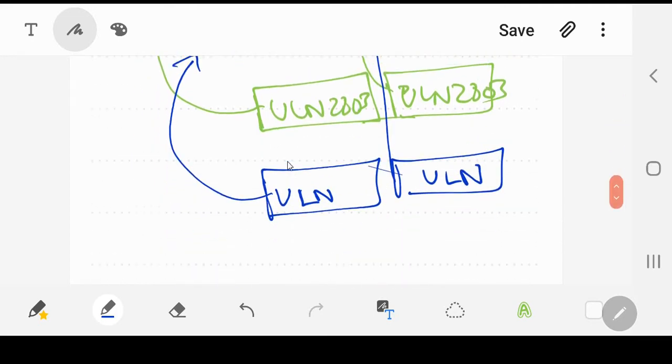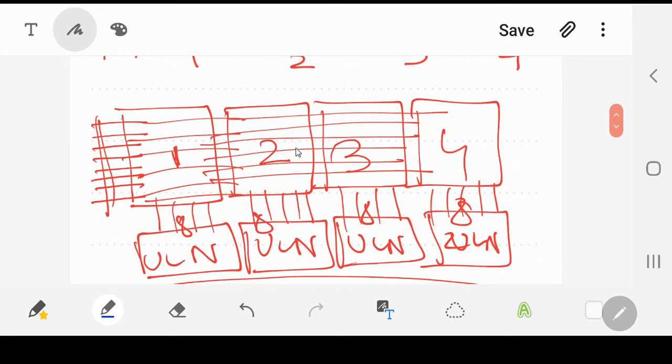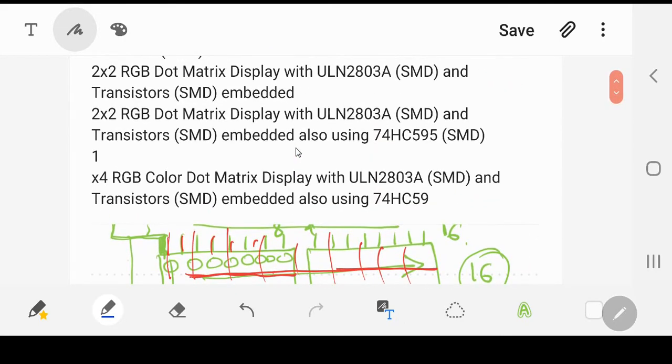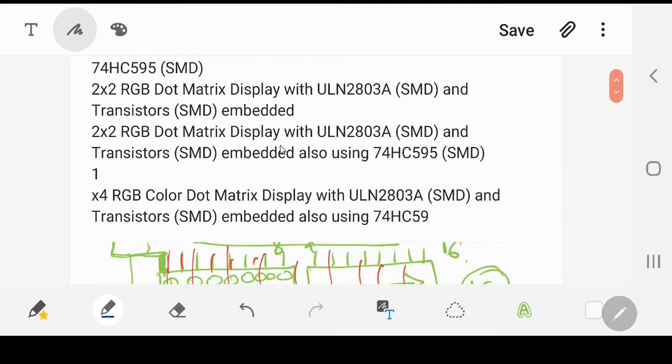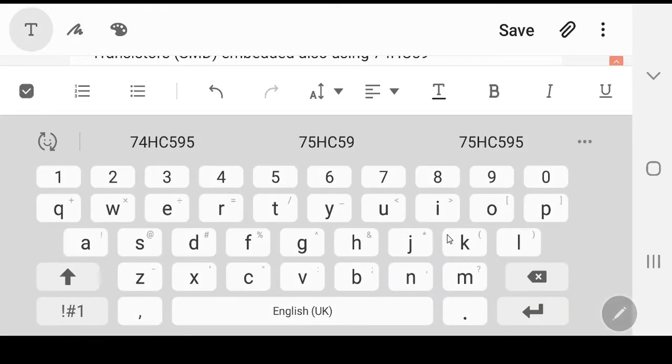Okay, so those projects, if I go back on the project list over here, let me just click on that one first. Those who are having this RGB dot matrix here, this is just ULN2803 and transistors embedded. That's all. Then there is the 2 into 2 RGB dot matrix with ULN2803A and also using 74HC595. Now here, these two projects, there's 2 cross 2 and 1 cross 4. You are using 74HC595. This is actually the 595 over here.